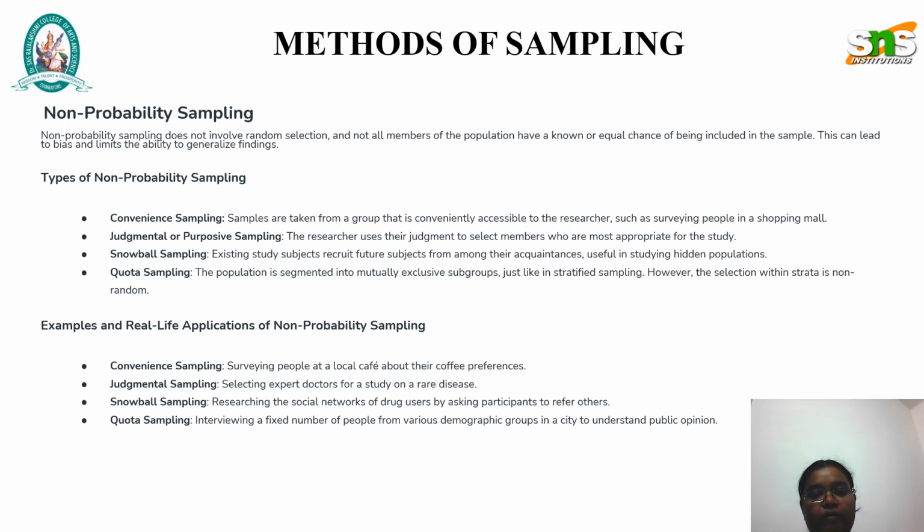Quota sampling. The population is segmented into mutually exclusive subgroups, just like in stratified sampling. However, the selection within strata is non-random.